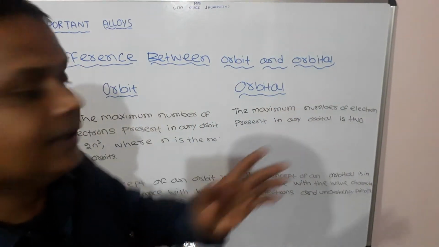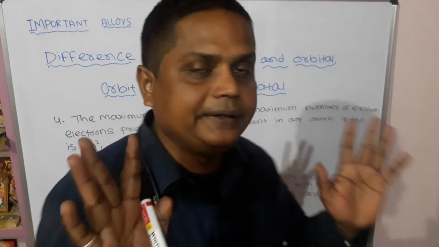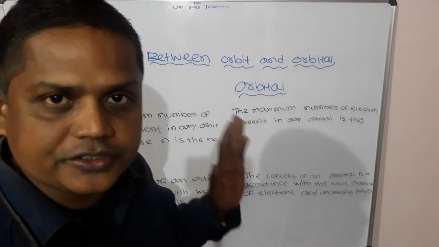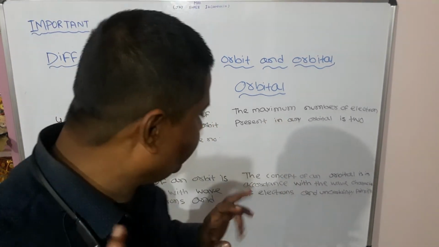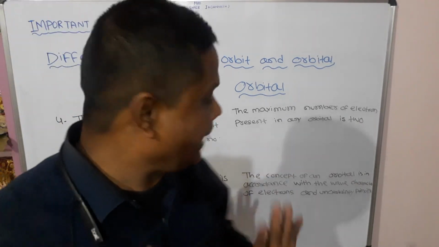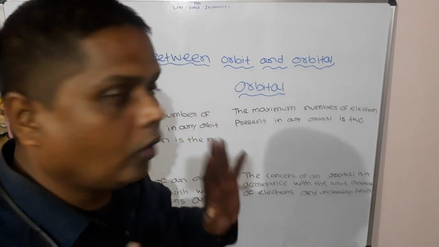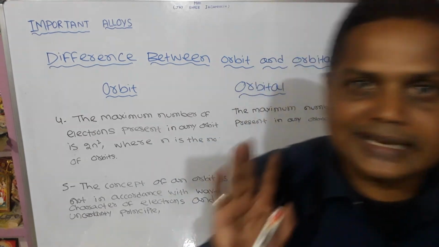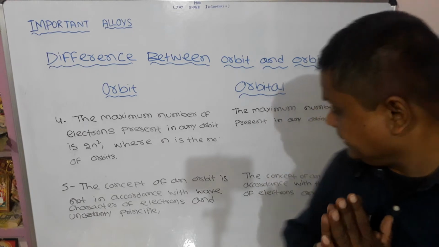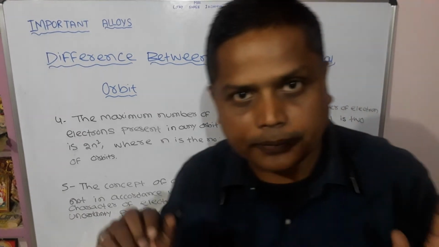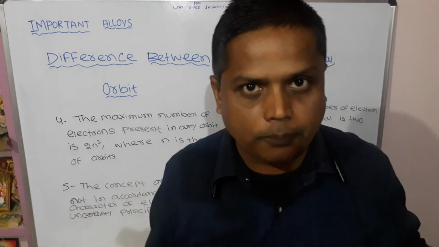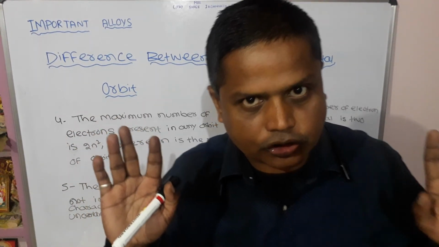Then orbitals. The concept of an orbital is in accordance with the wave character of electrons and the uncertainty principle.